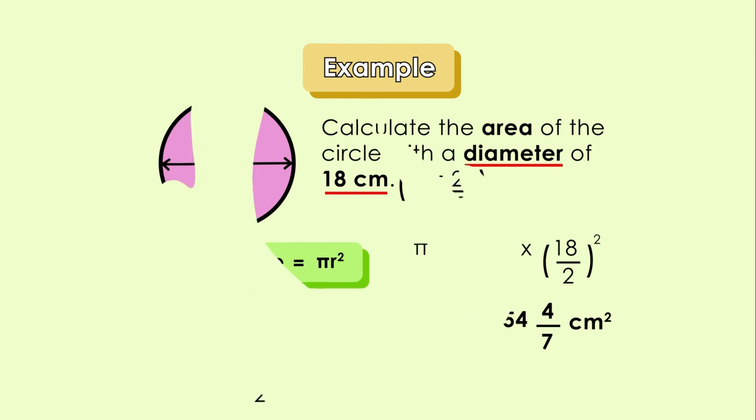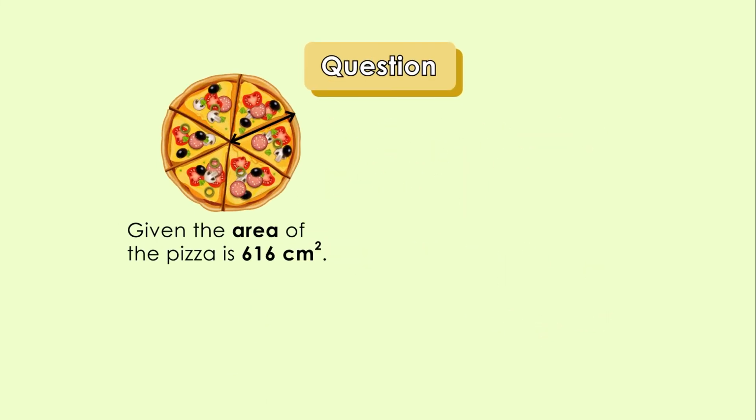It's your turn now to solve this question. Given that the area of the pizza is 616 square centimeters, what is the diameter of the pizza in centimeters? I'm sure you can do this. Let's write this out step by step.